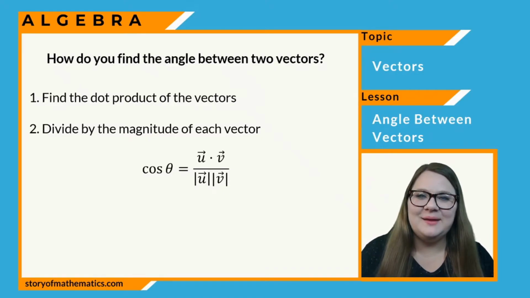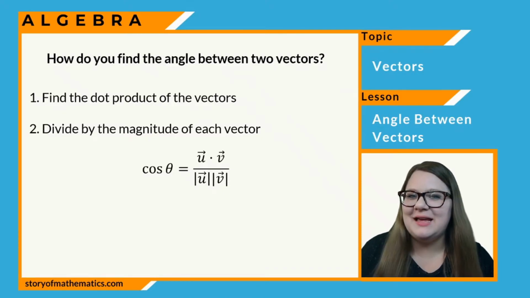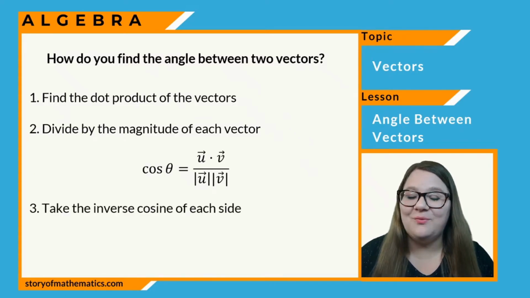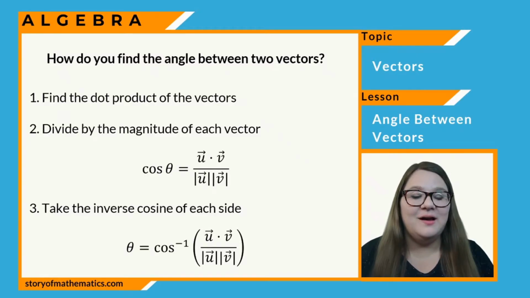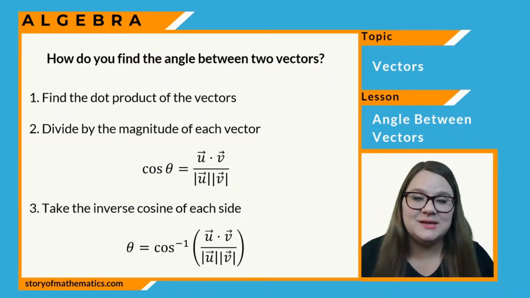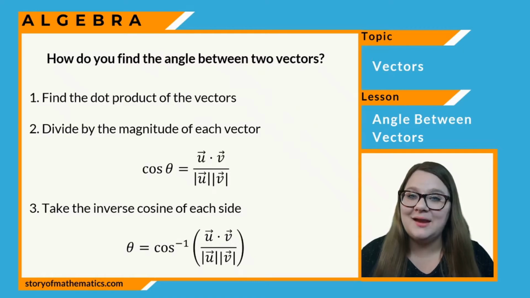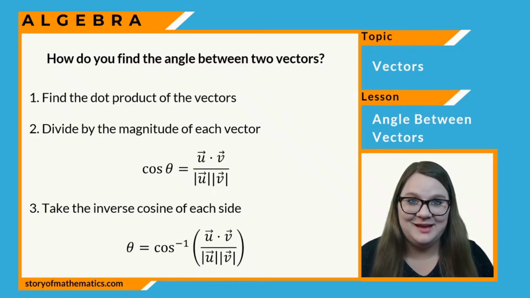In order to get it by itself, because again, we're trying to get the angle by itself, we're going to take the inverse cosine of both sides. This gives us a final formula of theta equals inverse cosine of u dot v over the magnitude of u times the magnitude of v.